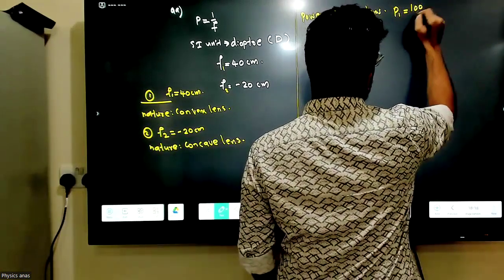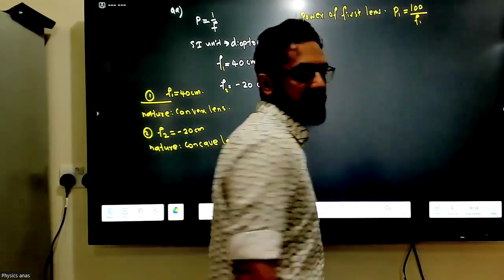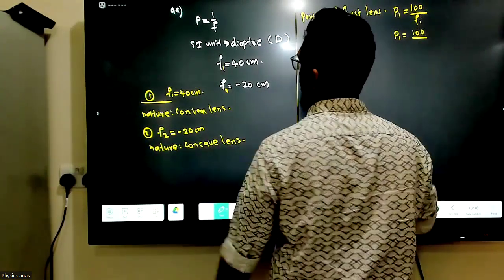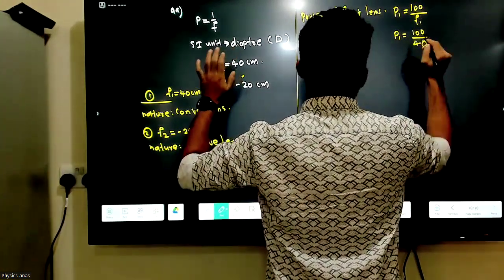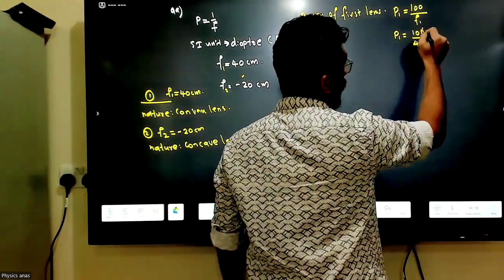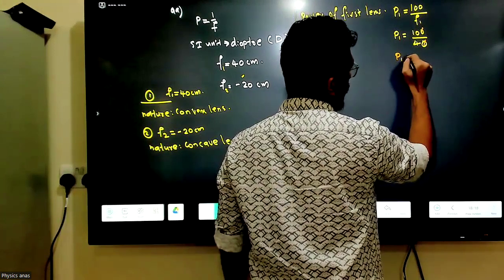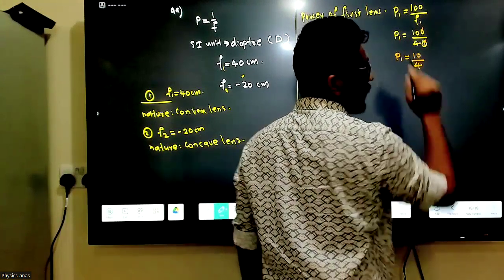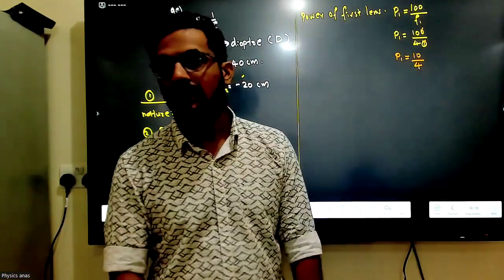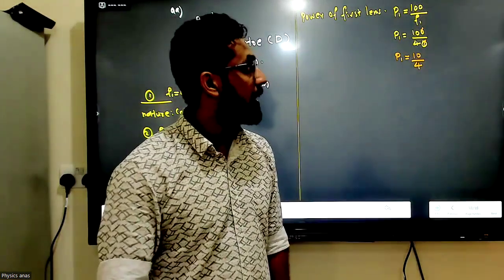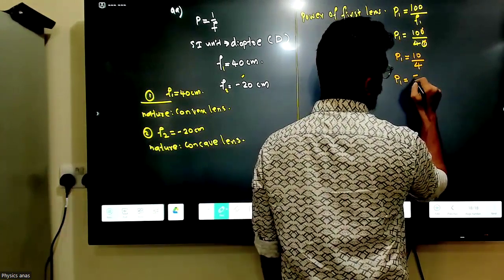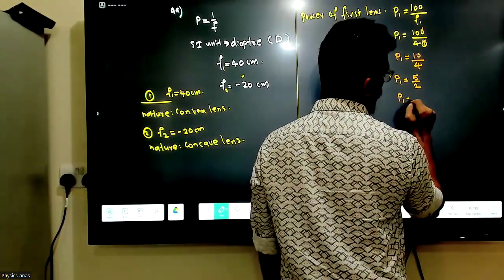100 by f. Why is that? Because the f is in centimeters. So P1 is equal to 100 divided by f1. f1 is 40. Now you can strike this 0. So P1 is 10 divided by 4. What is 10 divided by 4? It is 5 by 2. What is 5 by 2?